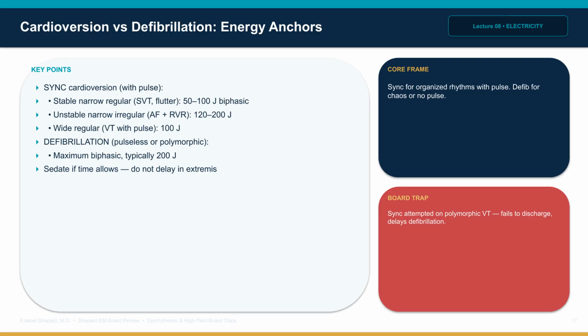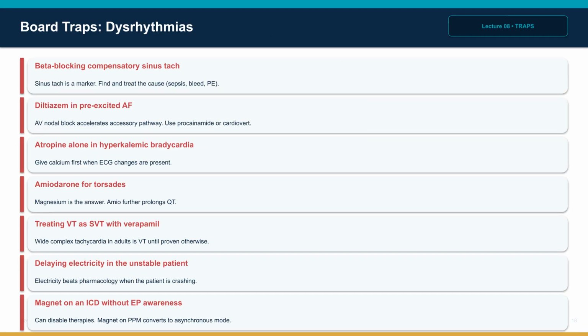Pad placement. Anterolateral is standard. Anterior-posterior may improve success in refractory cases. The rhythm board traps are predictable. Treating compensatory sinus tachycardia with AV nodal blockers when the patient has sepsis, hemorrhage, or pulmonary embolism. Giving Cardizem in pre-excited atrial fibrillation.